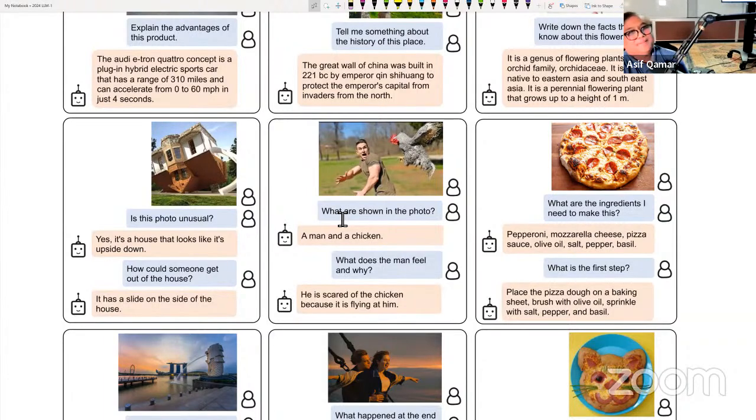No, but it was actually able to solve a problem. It saw a slide and said, yes, you could slide on. So now you ask this: what is shown in the picture? A man and a chicken. What does the man feel and why? He's scared of the chicken because it's flying at him. Right? He's literally chickening out.